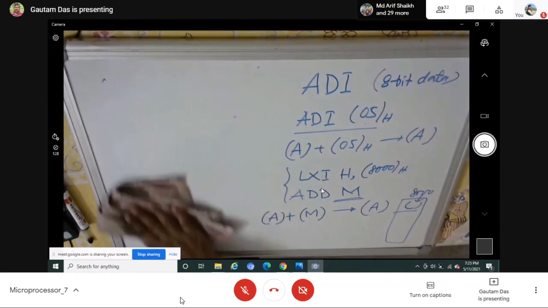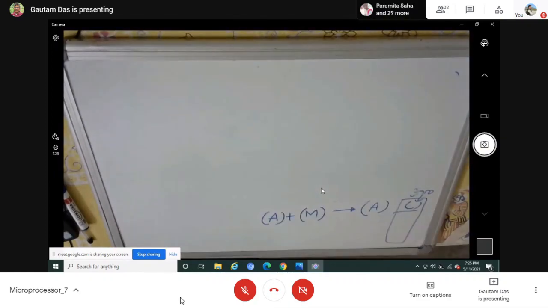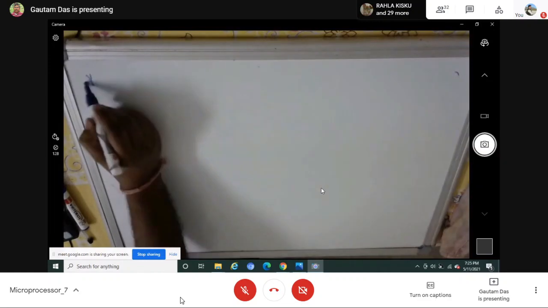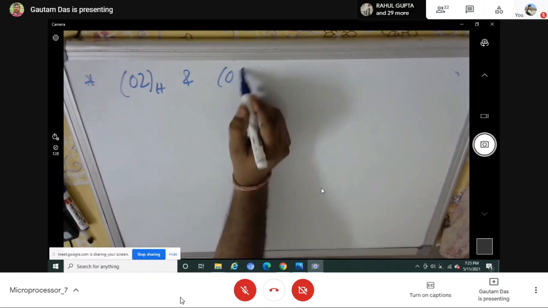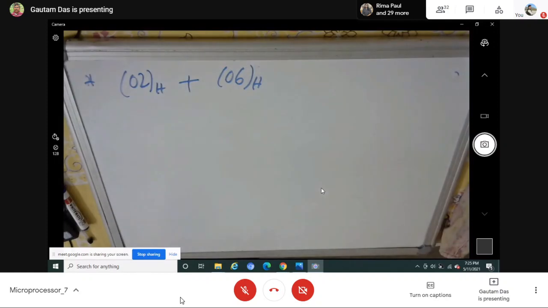Okay, so now let's take a specific example. Suppose I told you to write an 8085 assembly language program to add two data, 02 and suppose 06. You write an assembly language program to add these two data. Meaning, you know the two data, one is 02 and another is 06, and you want to write a program to add them.